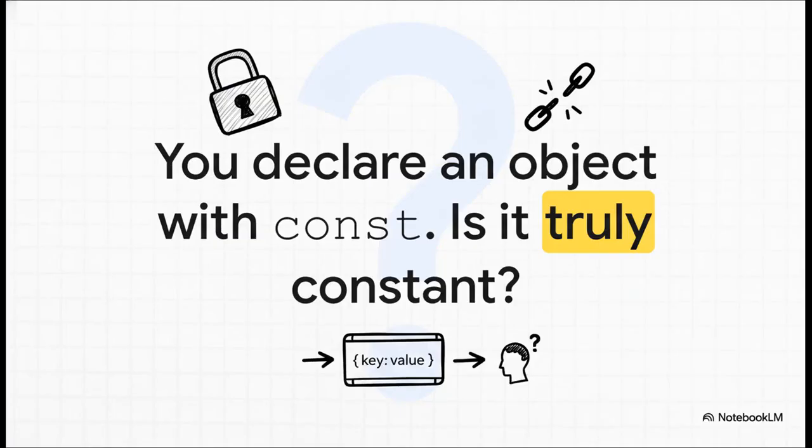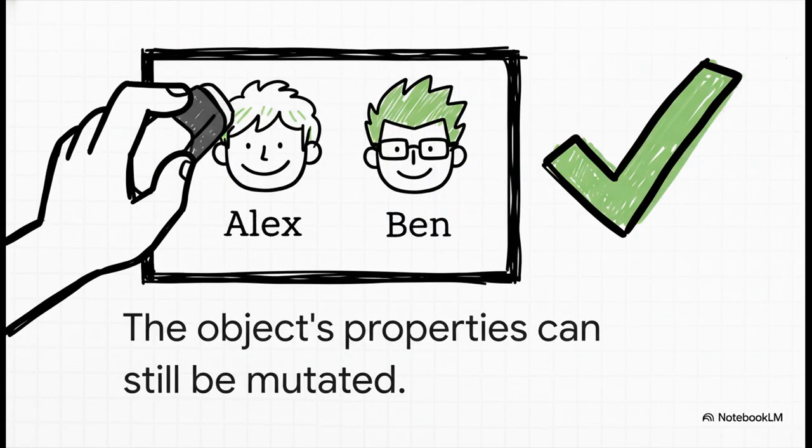You go ahead and declare an object with const. Let's say it's a user object for someone named Alex. Is that object really, truly constant? Like, could you change that user's name later on? What do you think? And the answer is, yep, you totally can. See, even though the object was declared with const, you can still reach right in and change its properties. You can switch the name from Alex to Ben, no problem, and JavaScript just lets it happen. This right here, this is the core of the whole misunderstanding.